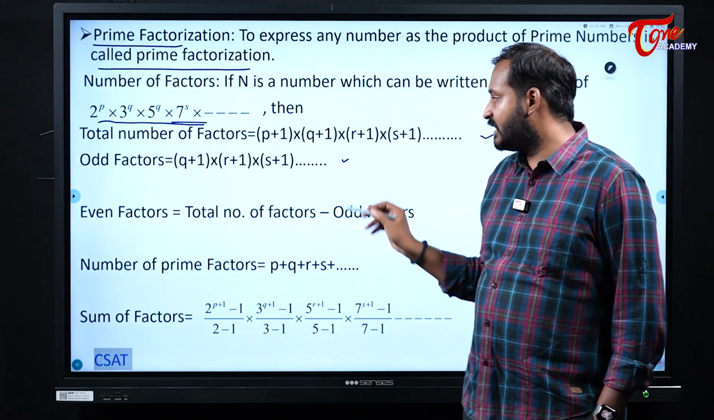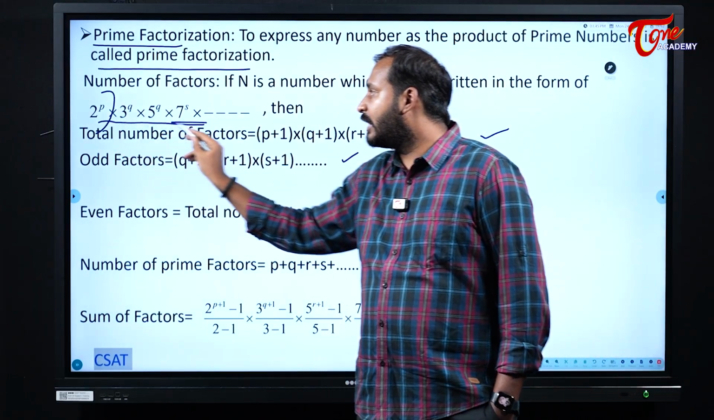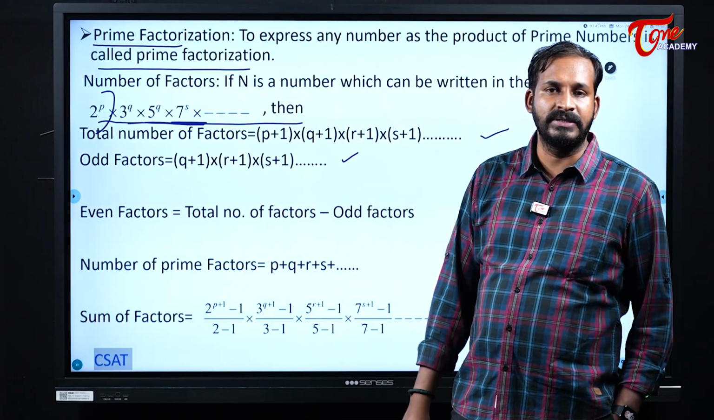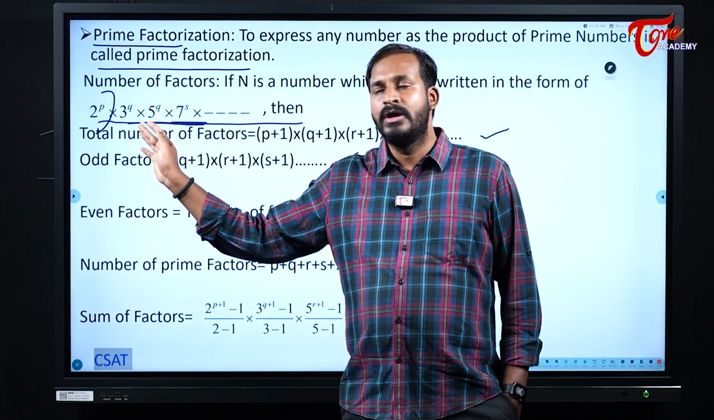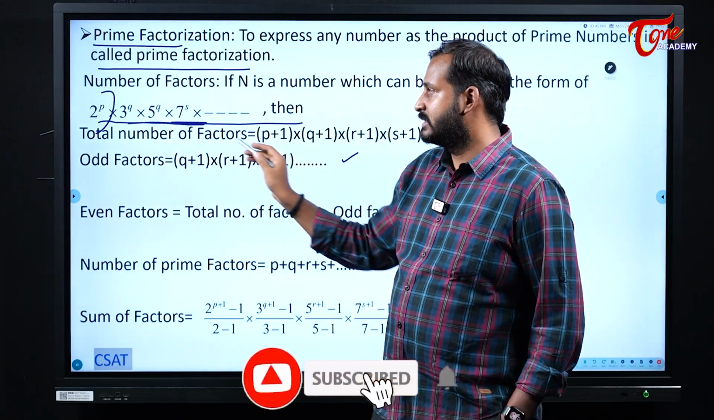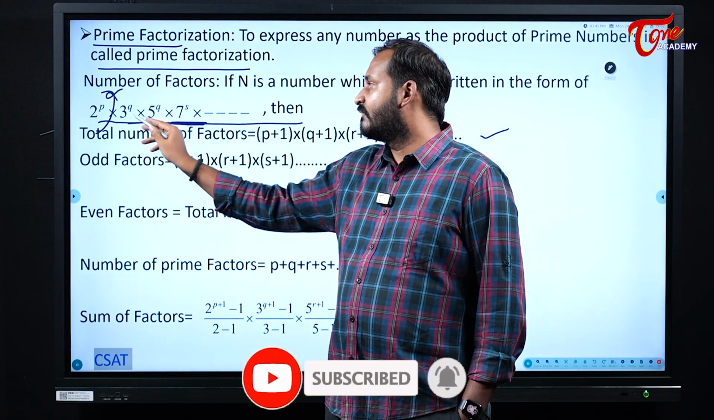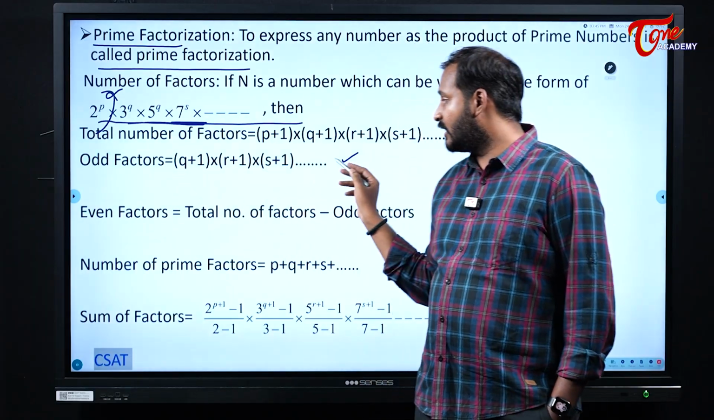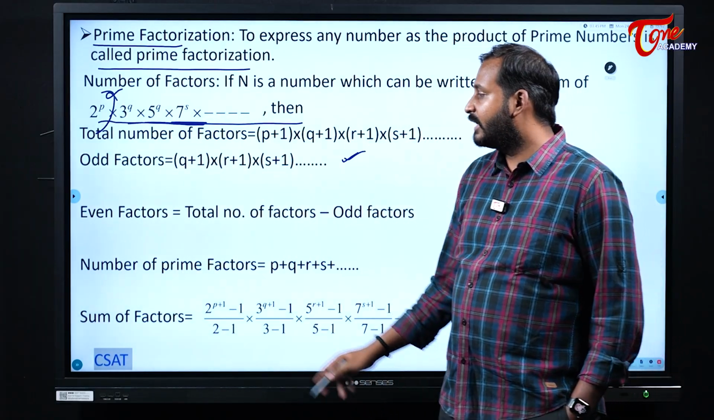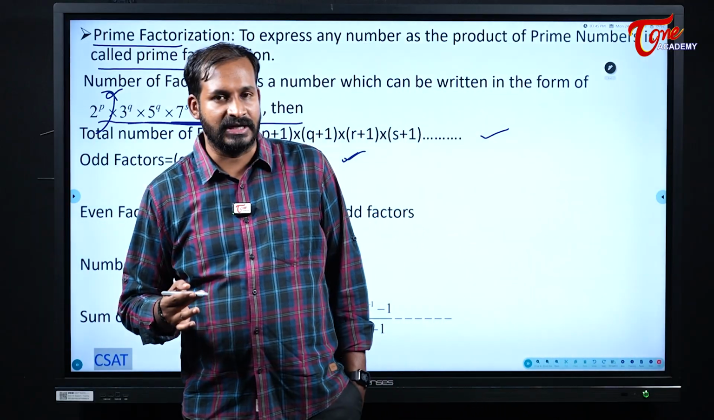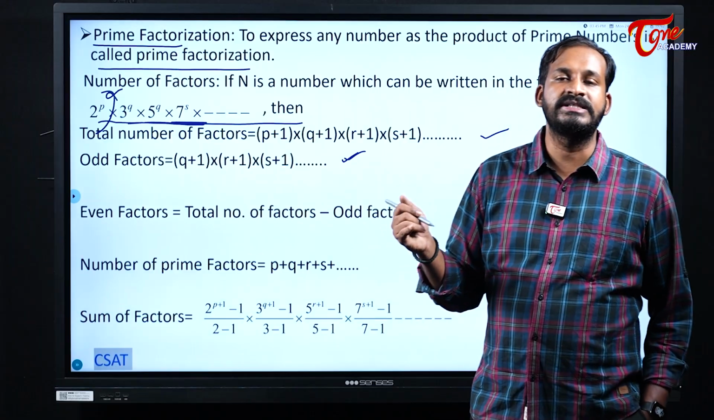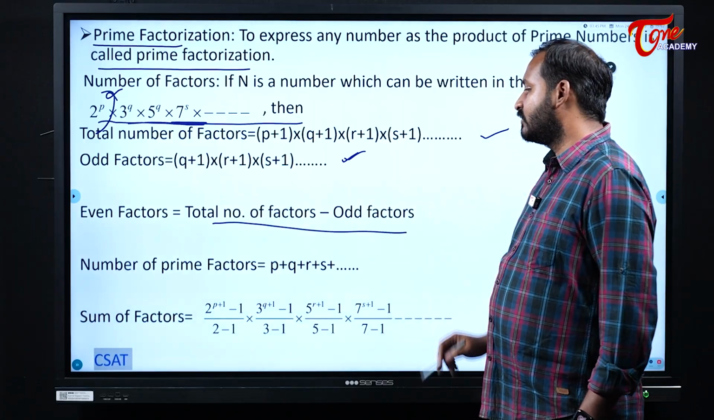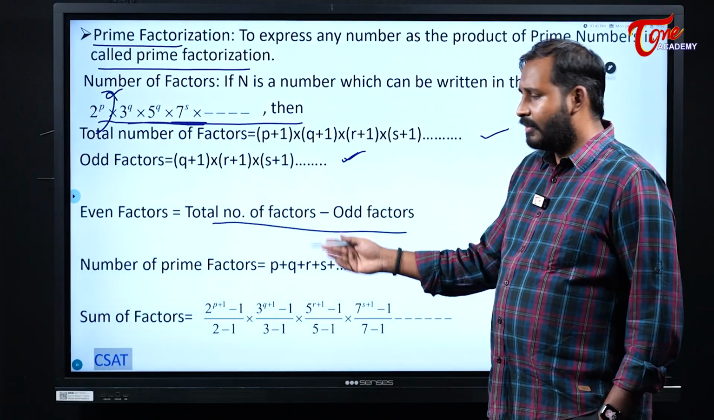Next, odd factors. See here students, except 2, all the remaining prime numbers are odd numbers. So skip 2 and do the same procedure for the remaining numbers. I have not considered the power of 2 here. From 3 I have taken (Q plus 1) into (R plus 1) into (S plus 1) and so on. Like this we will get the odd factors. When it comes to even factors, we don't have a direct formula, but we know how to find the total factors and the odd factors. So from the total we subtract the odd factors so that we get the number of even factors.